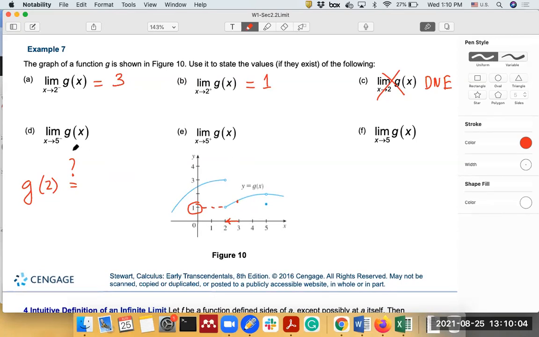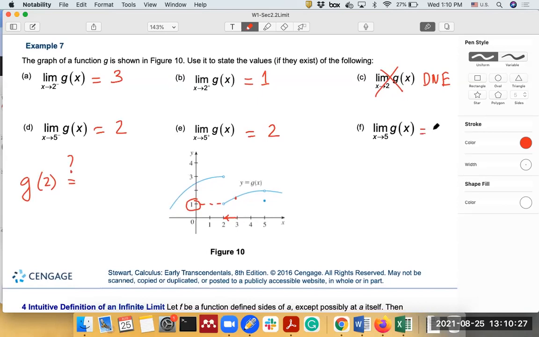How about g here? What is the limit of g? Yes. Perfect. And here? Also 2. The left-hand limit is equal to the right-hand limit. Then the limit of this when x approaches 5 is 2. Good job.